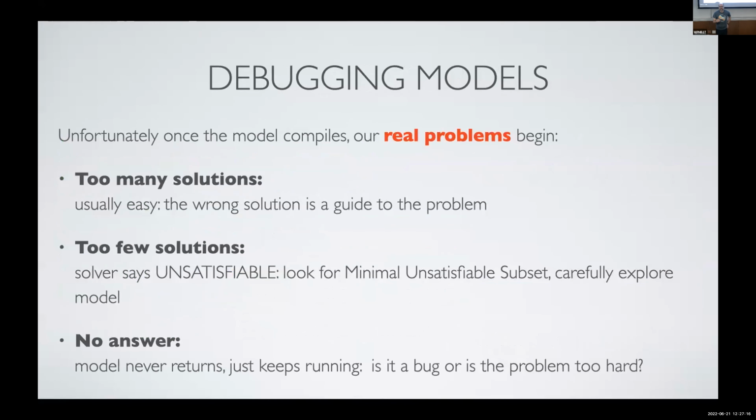So what's the problem with that? Unfortunately, when the model starts working, that's when the real problems begin with debugging. You might have too many solutions, solutions that are not actually solutions to your problem, and you have to debug that. You might have too few or no solutions: the solver might just say this is unsatisfiable, even though you know there should be a solution. Or, what's really the worst case, there might be no answer at all. The solver might take half an hour or days and not come back with any solution. Then you don't know whether that's a bug in your model or whether the problem really is just too hard to solve.